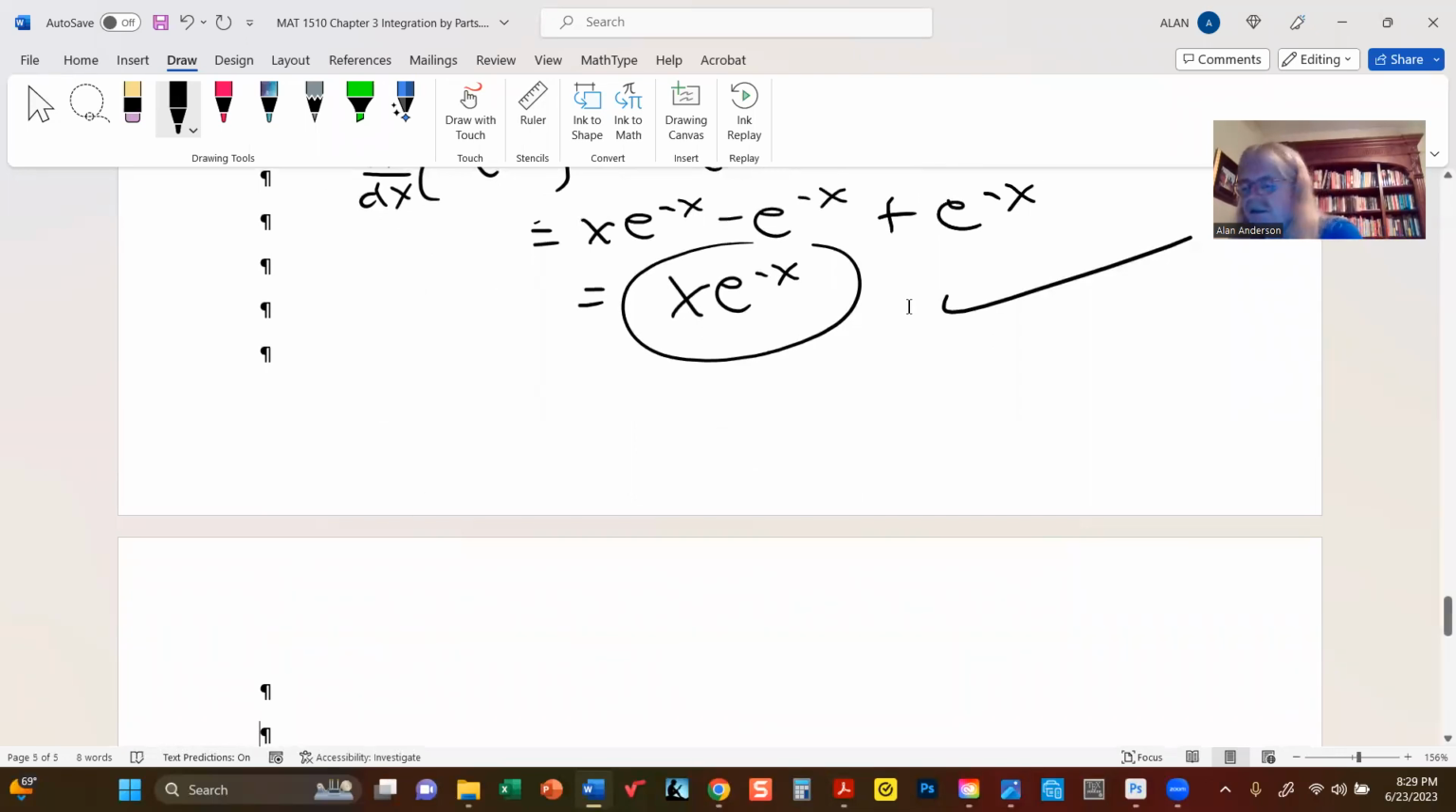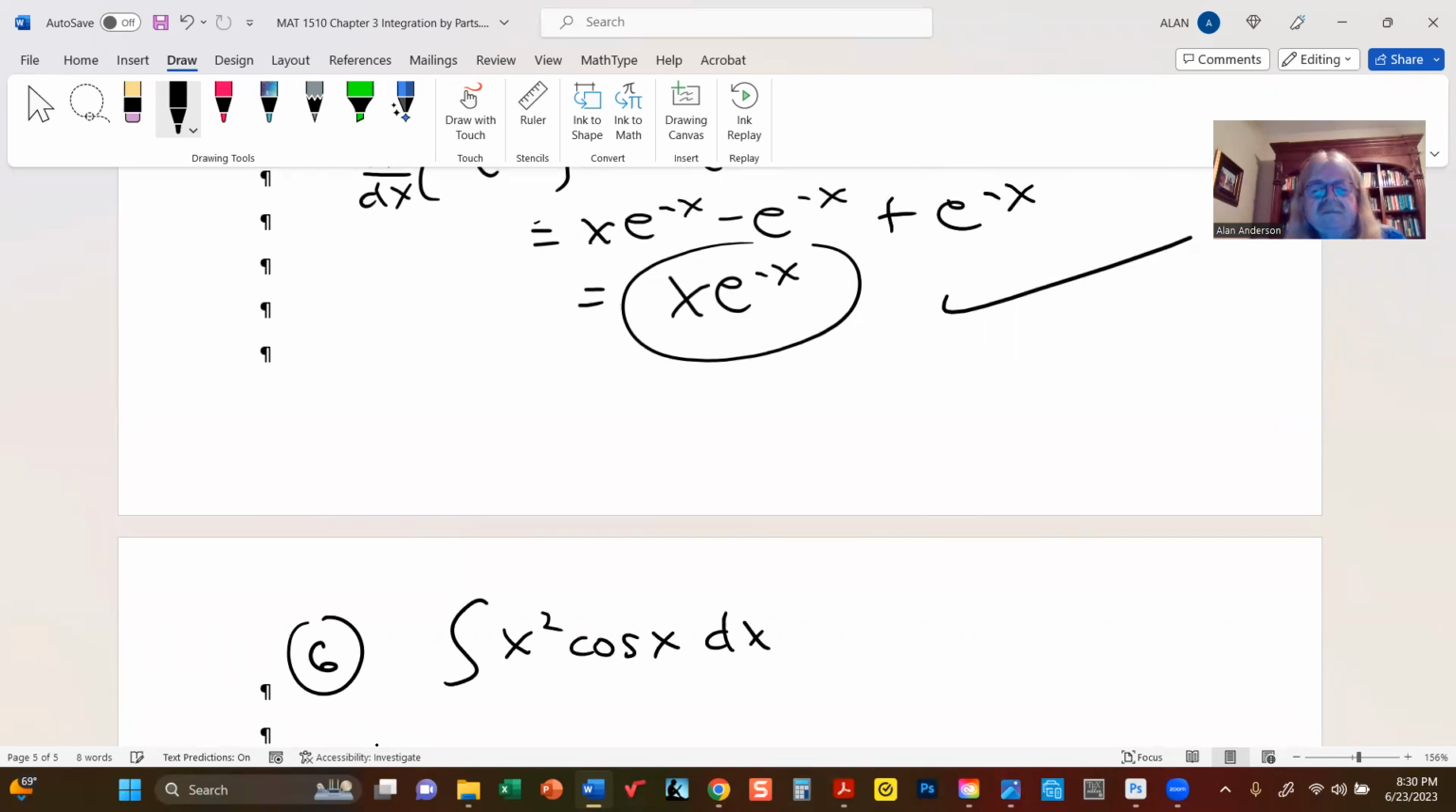All right. Is there more? Yes. All right, here's another one. Let's try this one on for size. Now this one, no, it doesn't look that bad. It might at first glance look like a nightmare. All right, let's try this.